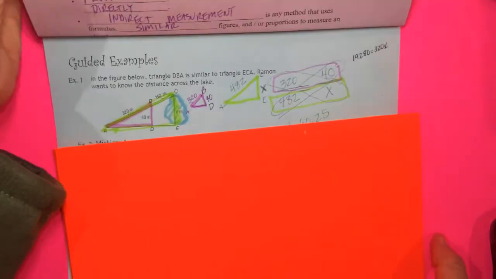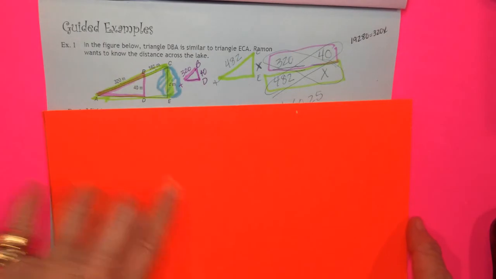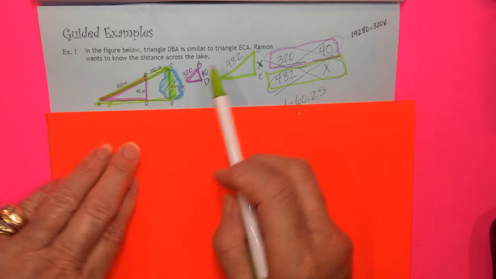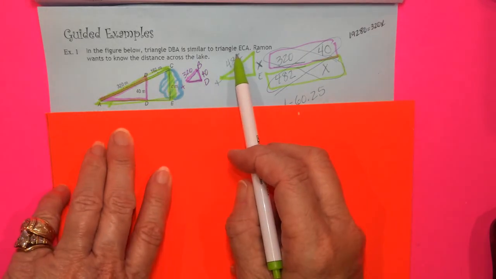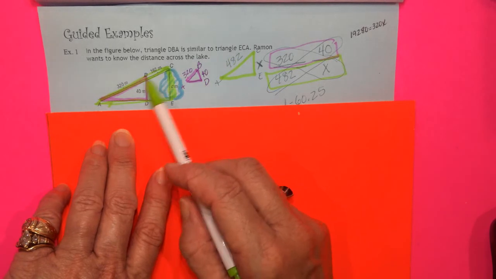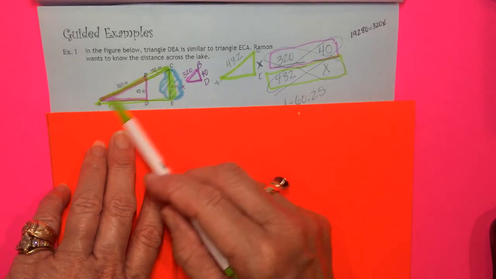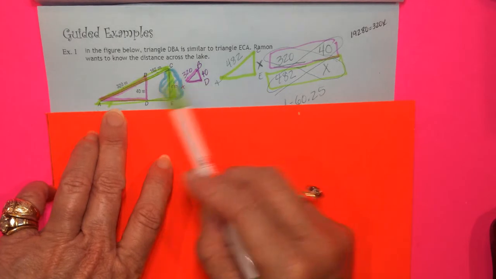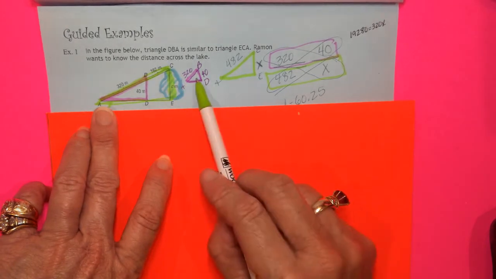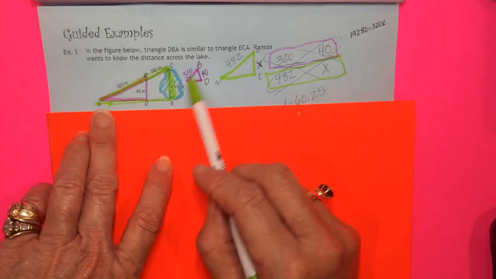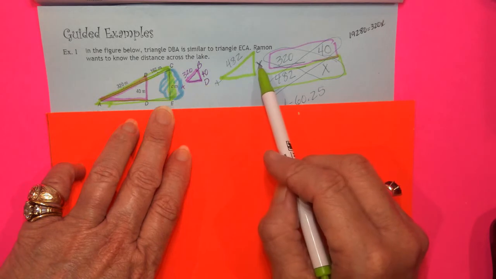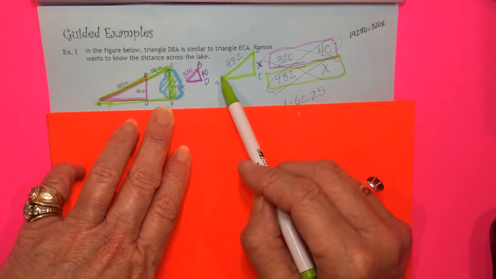The first one shows a figure, triangle DBA. They're already telling you it's similar to ECA. So let's go DBA, ECA. We have the small pink triangle and the larger greenish-yellow one. We transfer the measurements 40 and 320. That's going to compare to here. This is supposed to be the distance across a lake that we do not know, to 482.